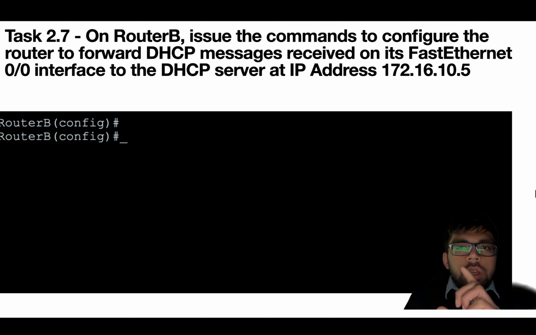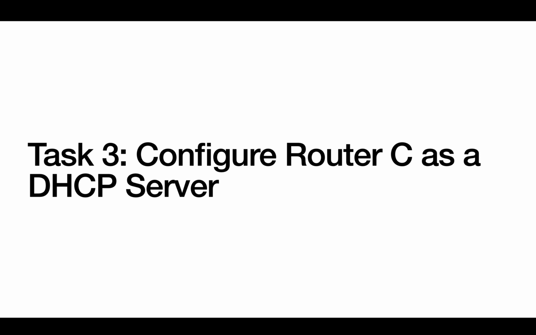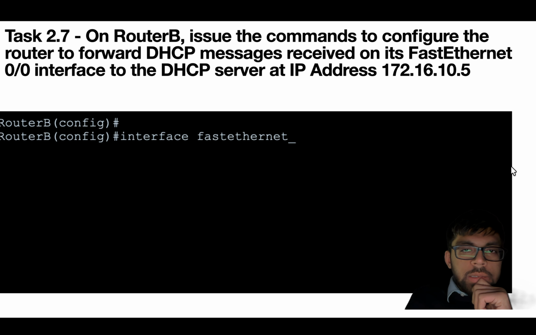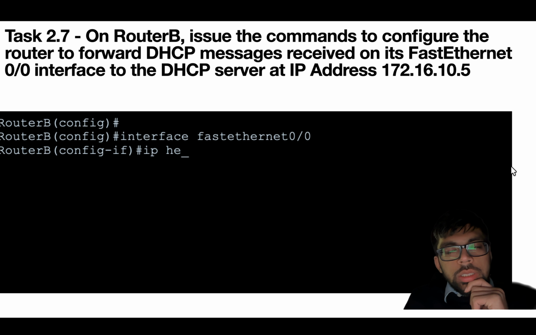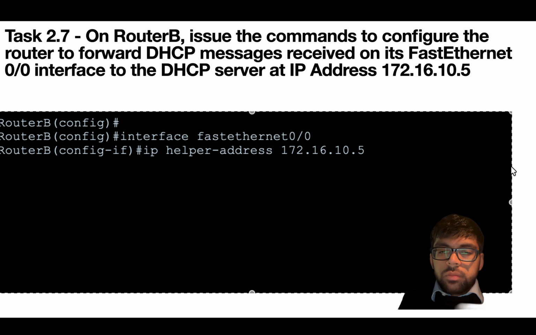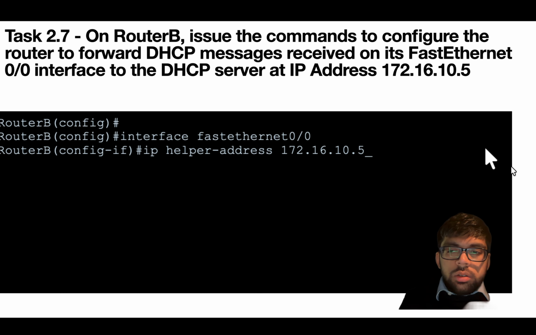So we need to issue commands to configure the router to forward DHCP messages received on its FastEthernet 0/0 interface to the DHCP server at IP address 172.16.10.5. So interface FastEthernet 0/0. Okay. ip helper-address 172.16.10.5.